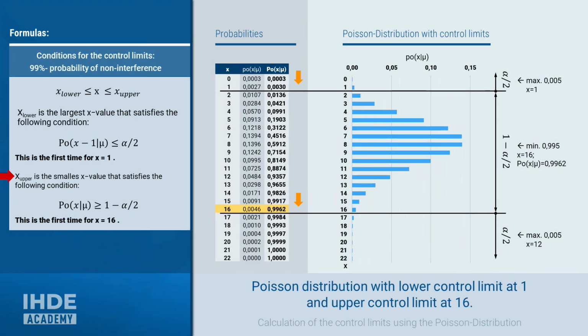We now do the same for the upper control limit. Here, we are looking for the value of x that satisfies the following condition for the first time. X upper is the smallest value of the cumulative probability, capital P(x), that is equal to or greater than 1 minus alpha half. So, the value that is equal to or greater than 0.995 for the first time. This is the case when x equals 16. The upper control limit for the control chart is therefore 16.